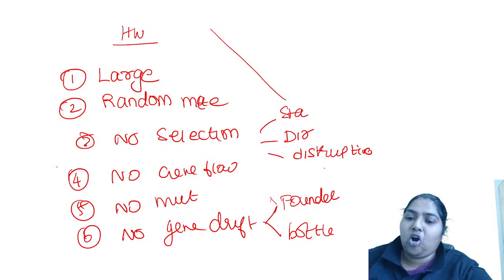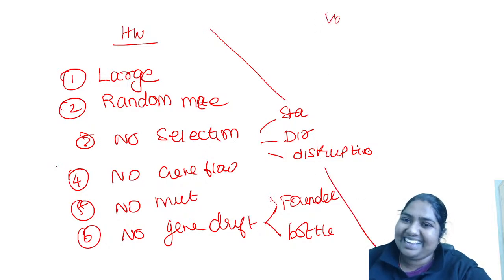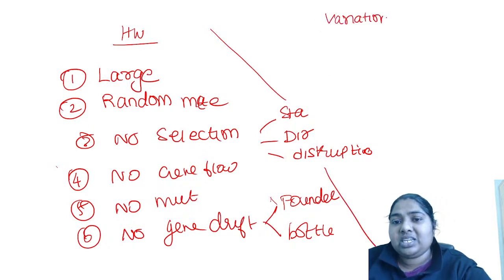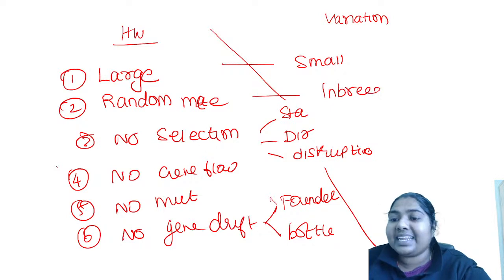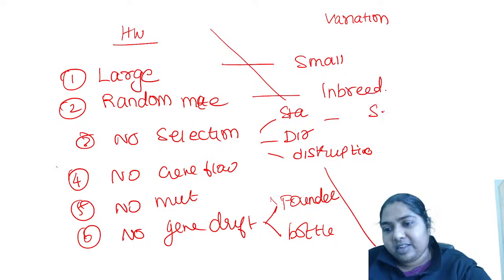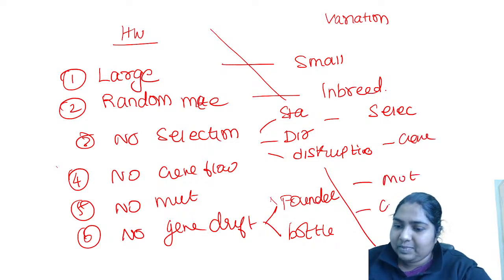So exactly the opposite is for the variation. For variation it is going to be a small population. There is inbreeding and there is no immigration also, isn't it? So there will be selection, there will be gene flow, there will be mutation, there is going to be genetic drift, and then it is leading to variation.